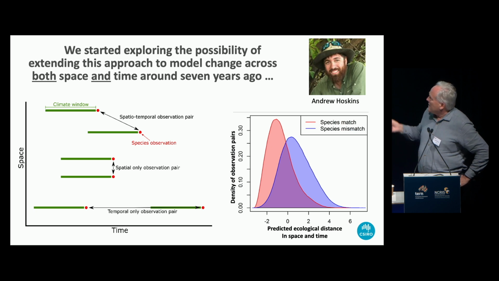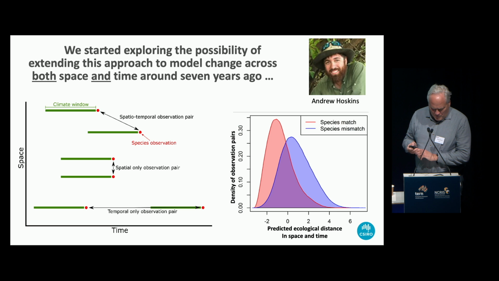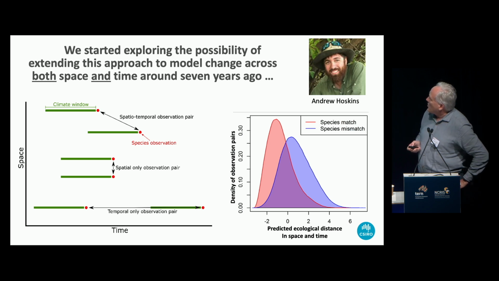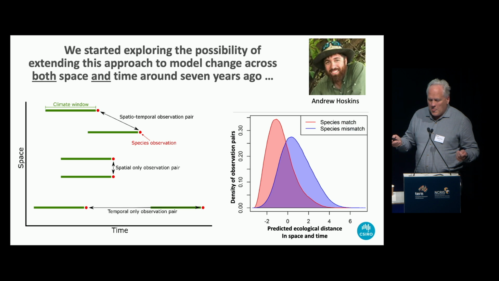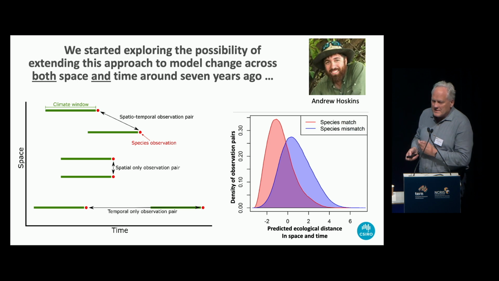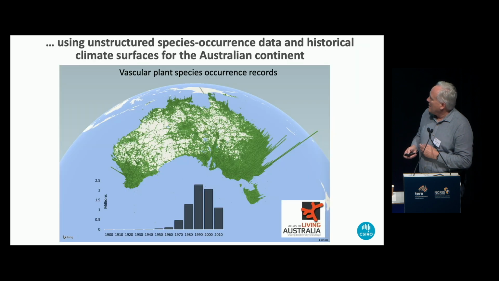Okay, we then, some years ago, realised that we could do this not only across space, but also across time. So what we started exploring around 7 years ago now was the idea of using data mainly from the Atlas of Living Australia, just individual species observations, to see whether we could extract the signal of, at that time, climate change impacting on biodiversity composition across the continent.